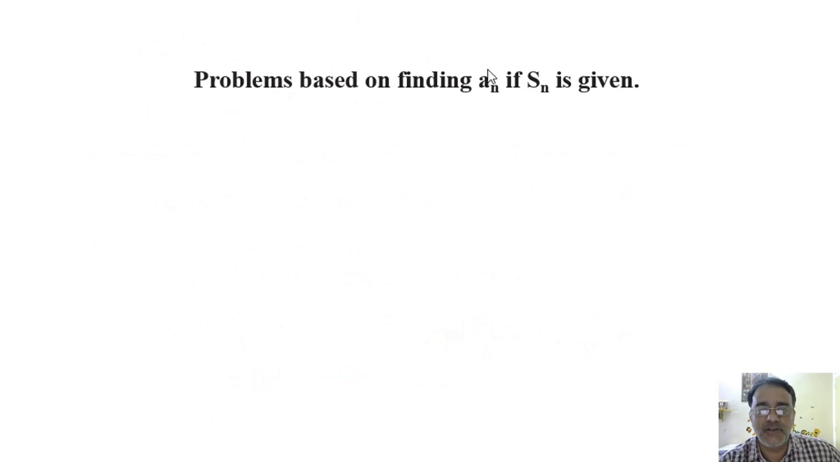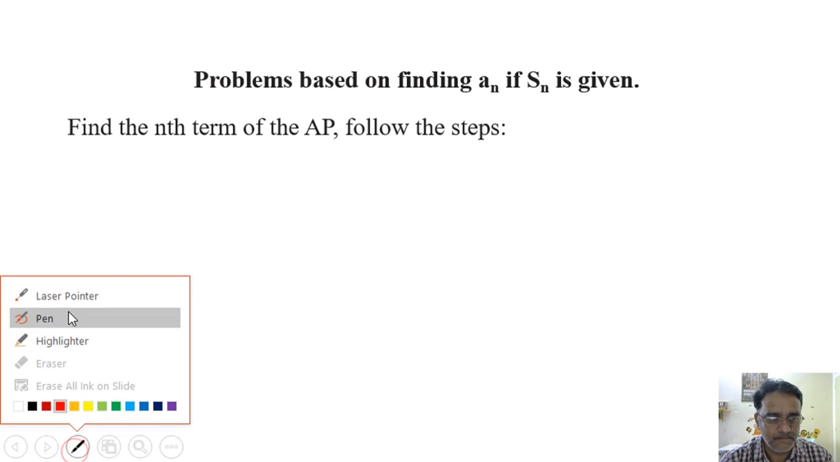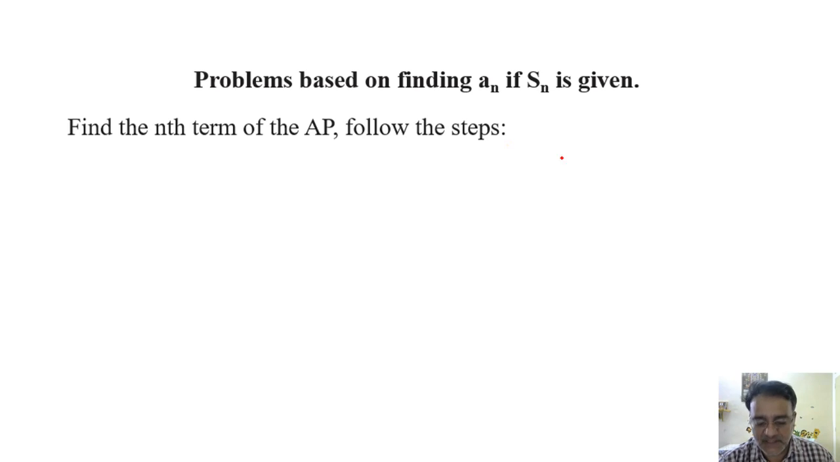Next is problems based on finding a n if Sn is given. Okay, अगर Sn दिया हुआ है, so how to find an? So first of all you have to find S1. S1 find करना पड़ेगा. Okay, S1 find करने के बाद, what is S1 actually? A1. Okay, sum of one term. What is S2? A1 plus A2. Right, that is the sum of two terms.